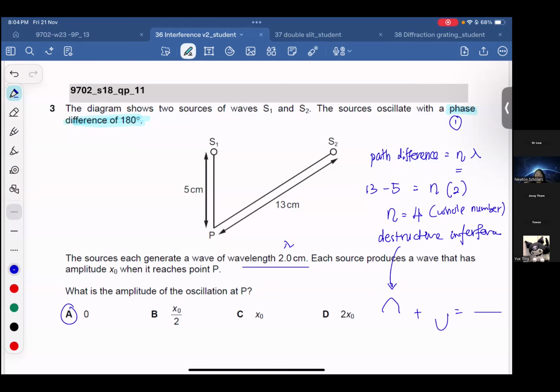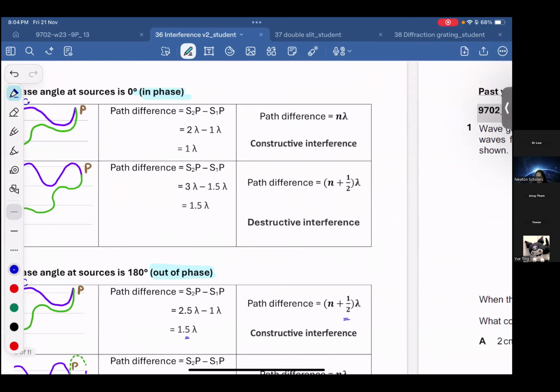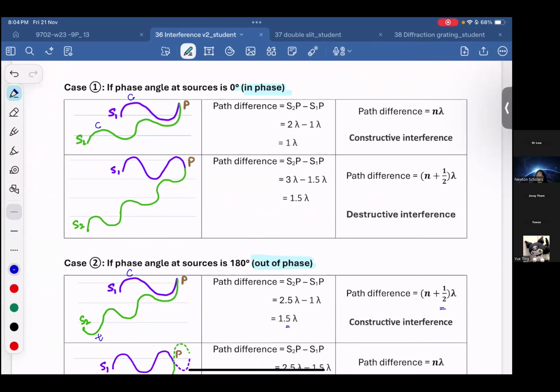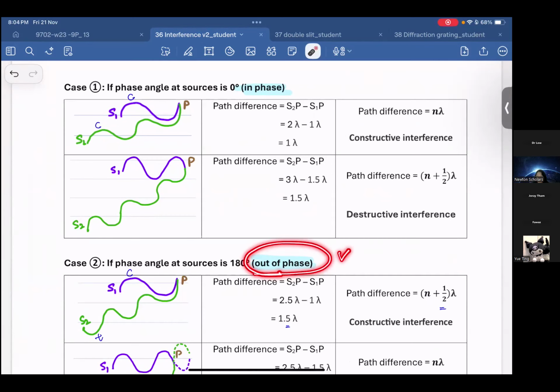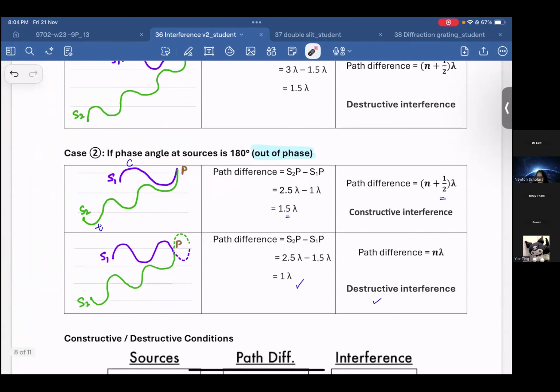But why, Wesley asks, why use the whole number formula and not the other? Okay, Wesley, look here. First, we already told you that the sources oscillate out of phase. Then after that, we look at this example. This is one complete wavelength, 1.5 wavelength. The green color is 1, 2, 2.5.